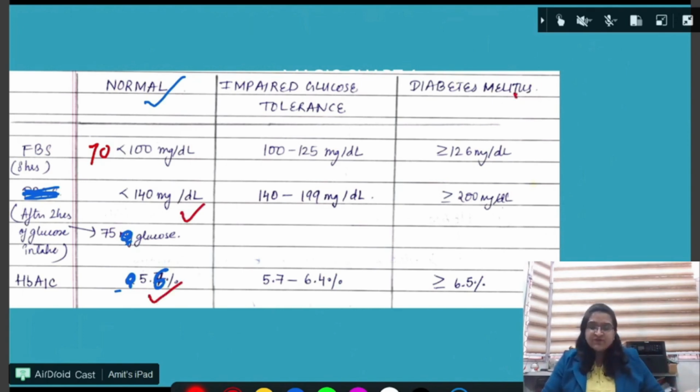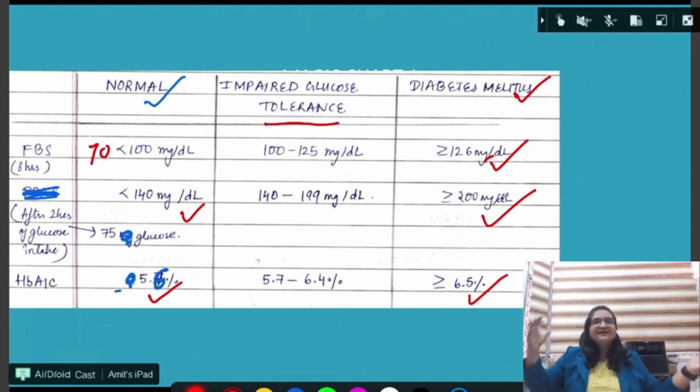For a patient who has diabetes mellitus, the fasting blood sugar is more than or equal to 126 milligram per deciliter. After 2 hours of glucose tolerance test, it is more than or equal to 200 milligrams per deciliter, and HbA1c is more than or equal to 6.5%. For impaired glucose tolerance, it is between these two. So I always tell my students to learn the two sides, the normal and the diabetes mellitus, and impaired glucose tolerance. You can answer yourself.